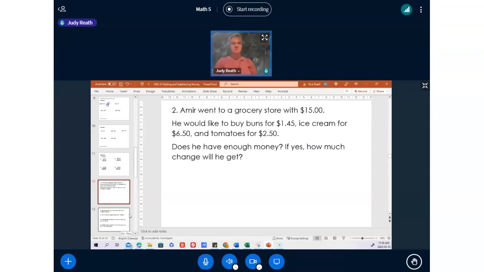Here's another problem, a very typical problem that you'll find here. Amir went to a grocery store with $15. He would like to buy buns for $1.45, ice cream for $6.50, and tomatoes for $2.50. Does he have enough money? There's the question that we want to answer first. And if yes, how much change will he get?